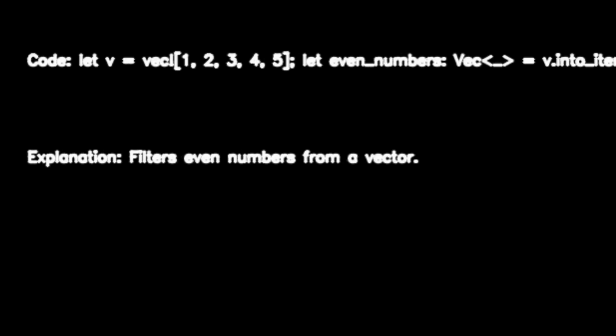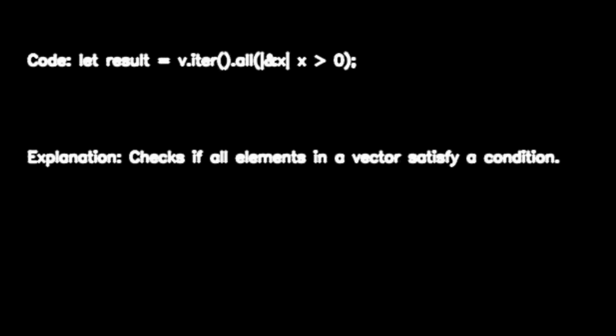Code. let v = vec![1, 2, 3, 4, 5]; let even_numbers: Vec<_> = v.into_iter().filter(|x| x % 2 == 0).collect(); Explanation: filters even numbers from a vector. Code. let result = v.iter().all(|x| x > 0); Explanation: checks if all elements in a vector satisfy a condition.